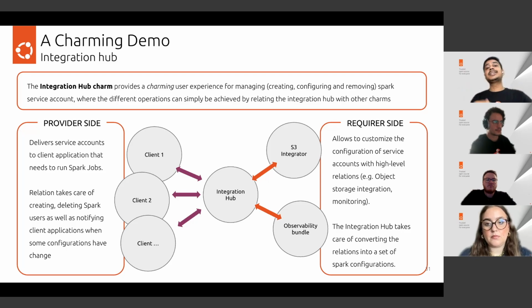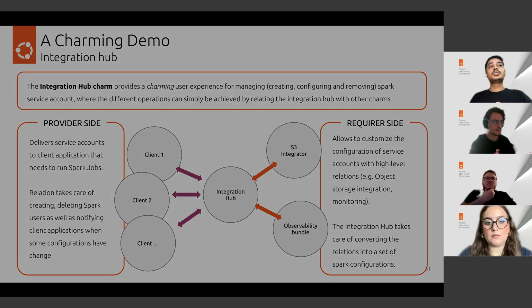These properties are dynamically created by the integration hub by relating with other charms such as the S3 integrator, the observability bundle, the Azure storage integrator, etc., and then create Spark properties corresponding to them. Now let's proceed to deploy integration hub in our cluster.